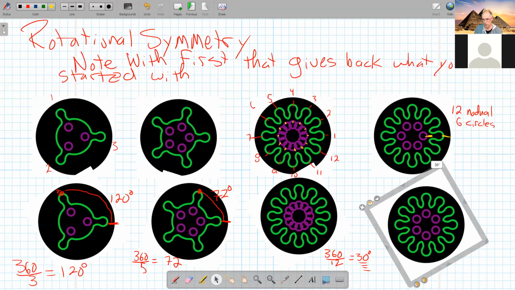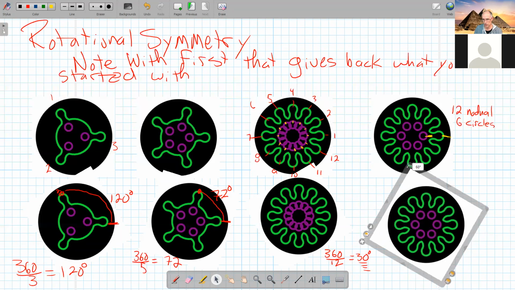So I have 30 degrees already. I'm just going to continue till I get over to 60. And now I have both a nodule out to the right and a circle pointing out to the right. So this one had a 60-degree rotation. So all of the pieces together have to be taken into consideration to identify it. So this one right here actually has a 60-degree rotational symmetry.